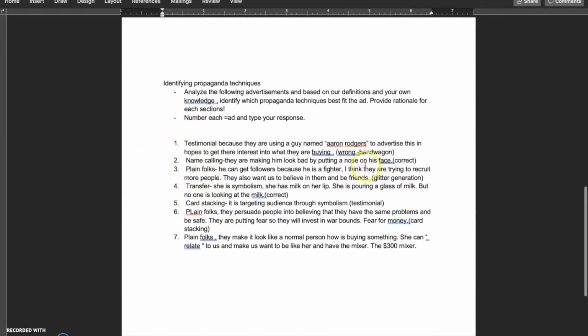As you can see, for some of them that she got wrong, she put the right answer. For the first one, she got testimonial, but she put the right answer as bandwagon. She got the last one right. She got the fifth and sixth wrong, but like I said, she wrote the right answers. Fourth one, she got it right. Number 3, she got it wrong. Number 2, she got it right.